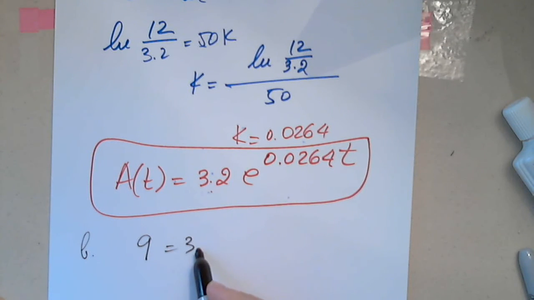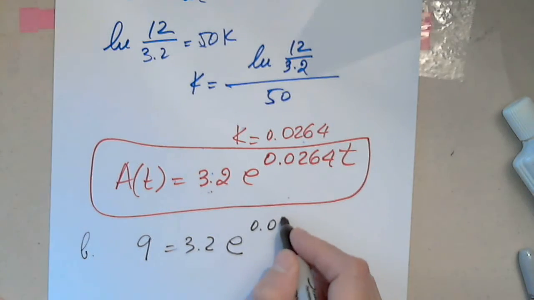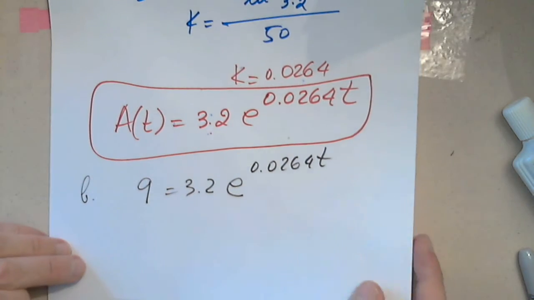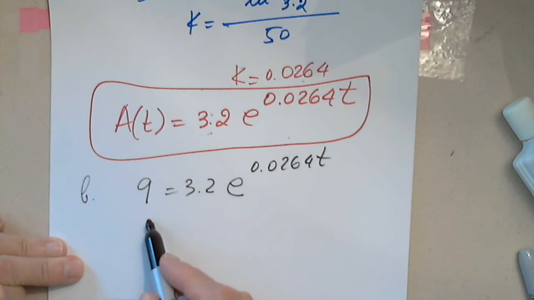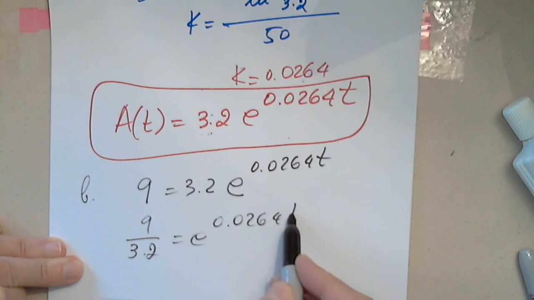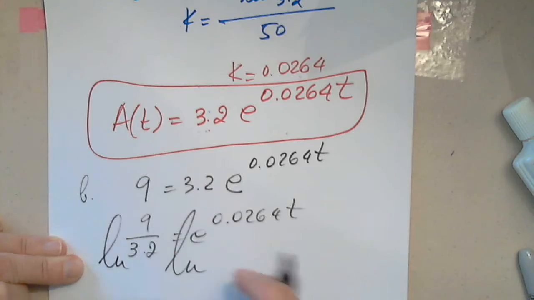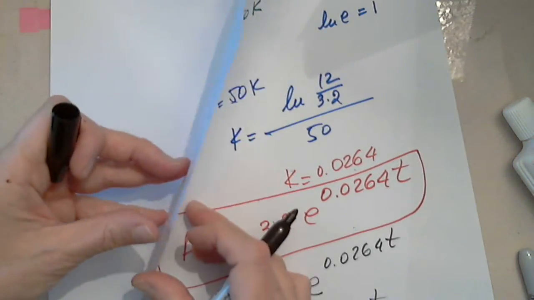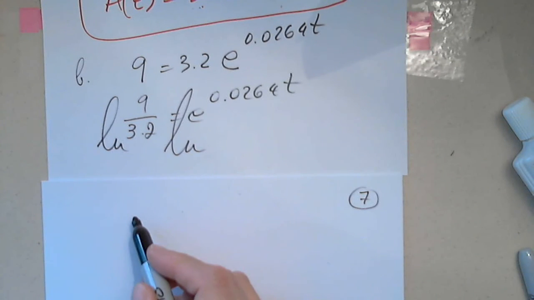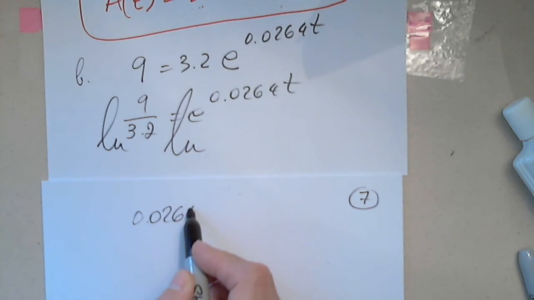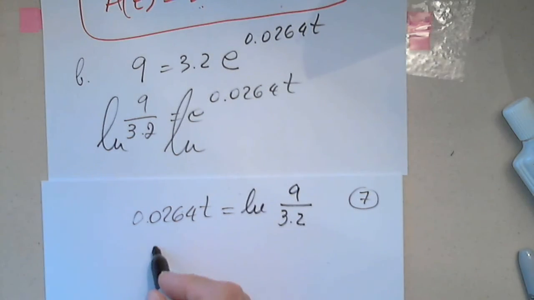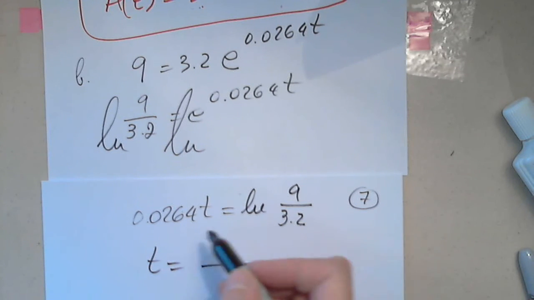9 million equals 3.2 e to the 0.0264 t. Nothing different. I divide by 3.2. And like before, a minute ago, we are applying natural log to both sides. So then we have 0.0264 t equals natural log of 9 over 3.2. So therefore t equals all this over this.